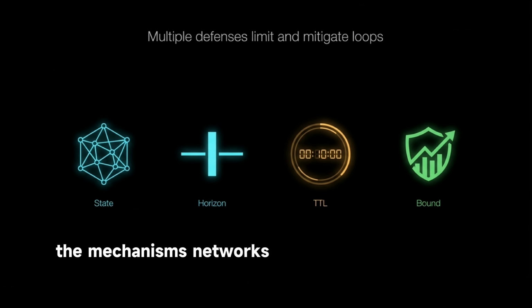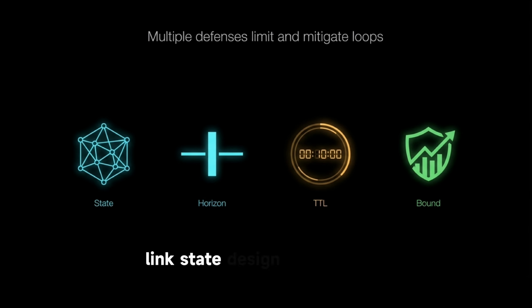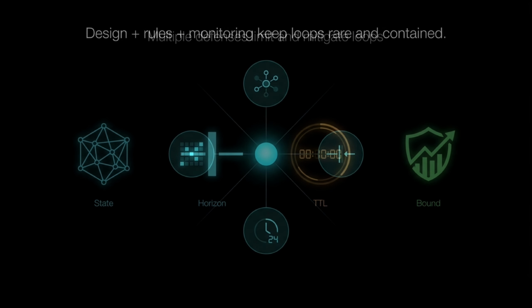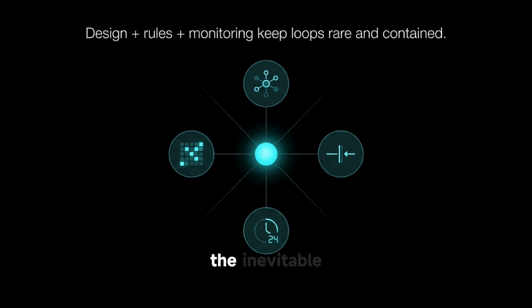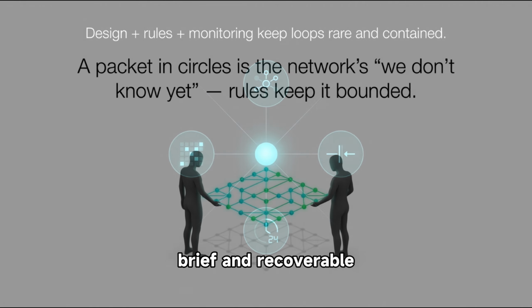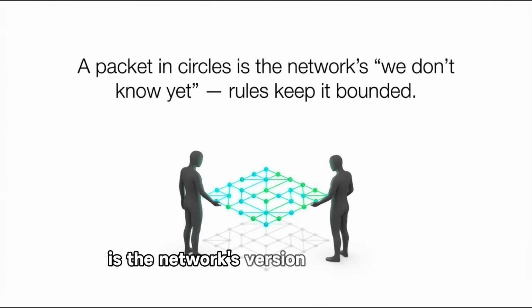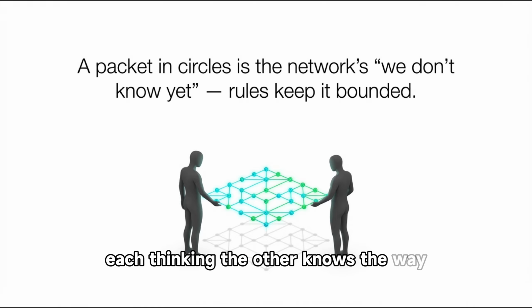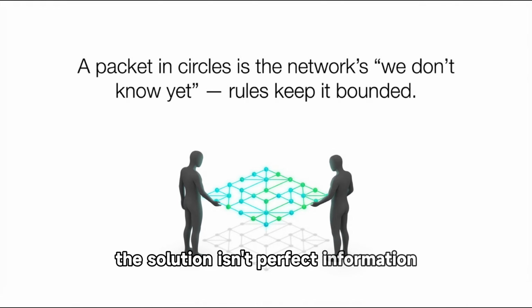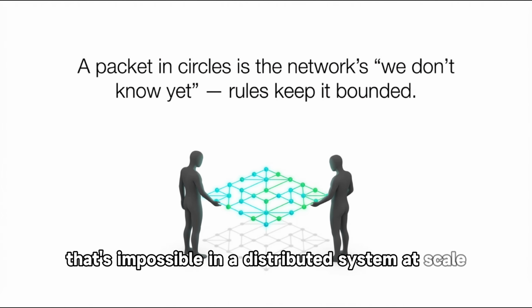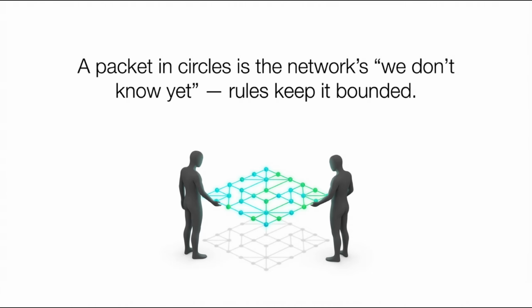The mechanisms networks use to prevent and limit loops, link state design, split horizon, TTL countdown, count to infinity bounds, are all answers to the same underlying challenge. They're ways of making routing more robust against the inevitable imperfection of distributed knowledge, ensuring that when the information is wrong, the consequences are bounded, brief, and recoverable. A packet going in circles is the network's version of two people, each thinking the other knows the way. The solution isn't perfect information, that's impossible in a distributed system at scale. The solution is building rules that limit how badly things can go wrong, while the system is catching up with reality.